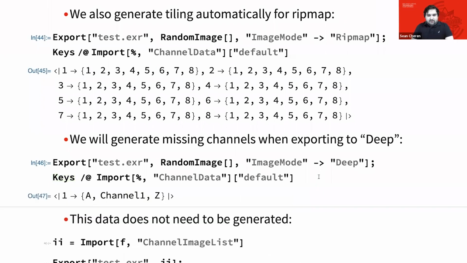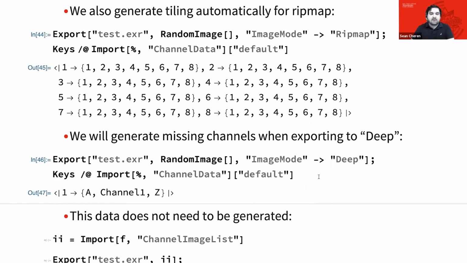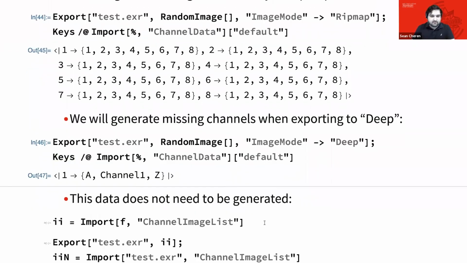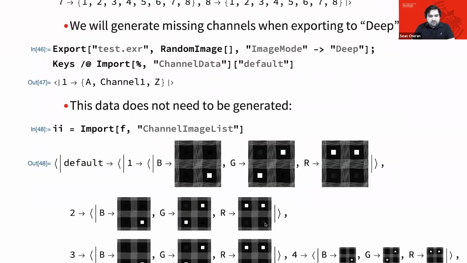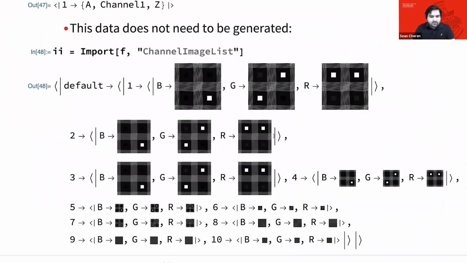The deep format is also fairly complicated. I mean, working with OpenEXR, you really need to understand a bit about the internals of the format itself. So if you're familiar with OpenEXR, you know that deep requires at least an A and Z channel. We're going to put both of those A and Z channels there for you if they're not present in your data. And that data doesn't need to be generated.